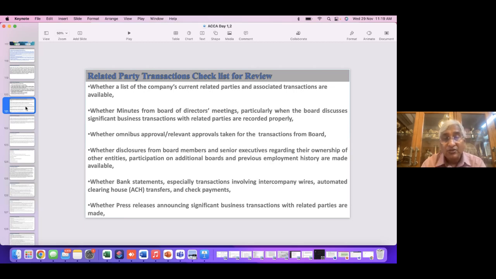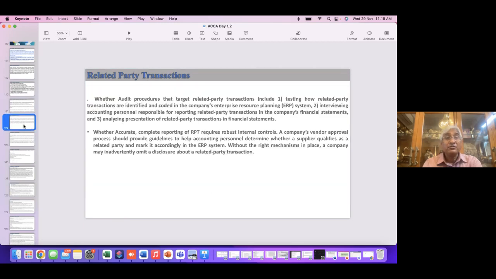Whether press releases announcing significant business transactions with related parties are made. So press release announcing significant business transactions with related parties means if a transaction is going to happen or happened, then that is to be disclosed, if it's a listed entity, on the BSE or NSE sites, or in the newspaper, that this company has a relationship with the other company and they are going to transact such a business. So the disclosure is one very important point, and also the compliance.